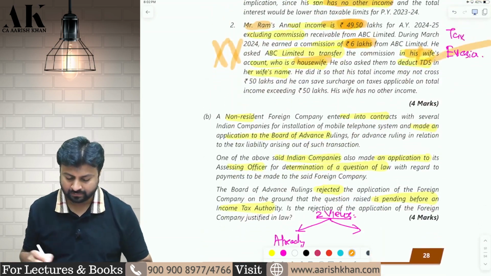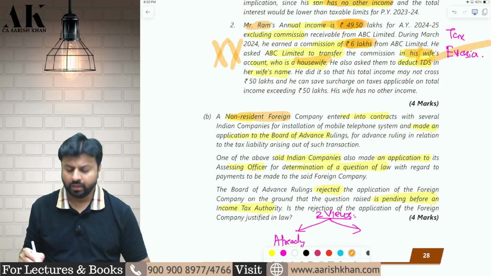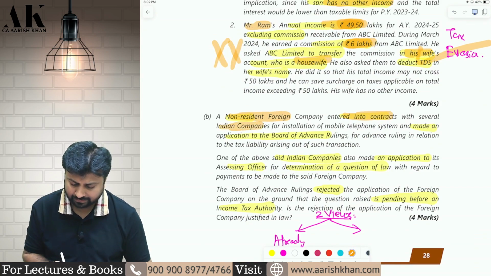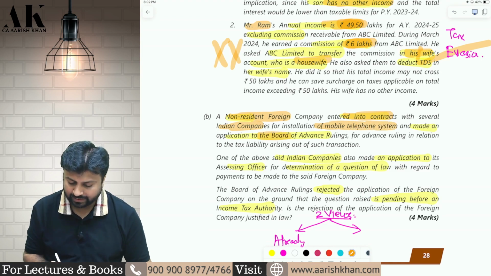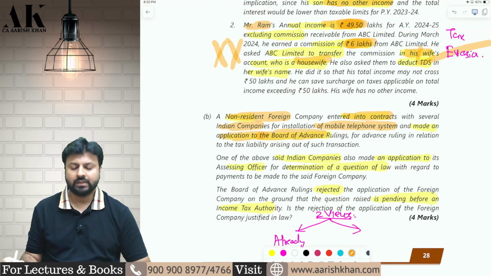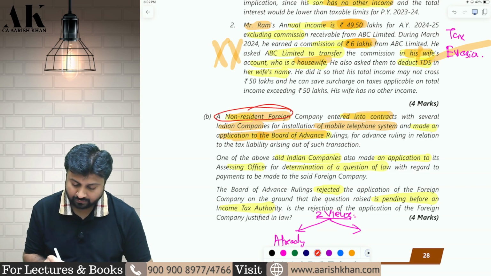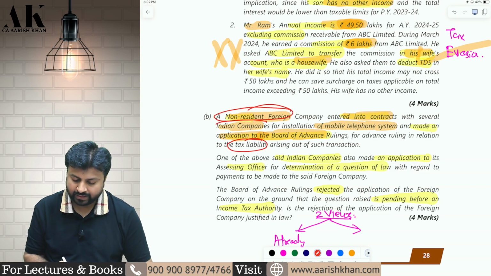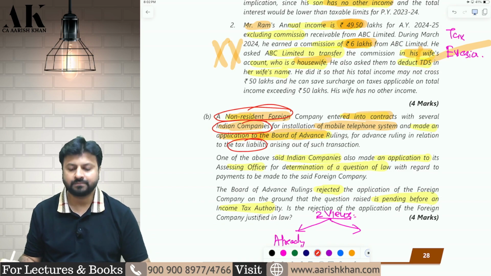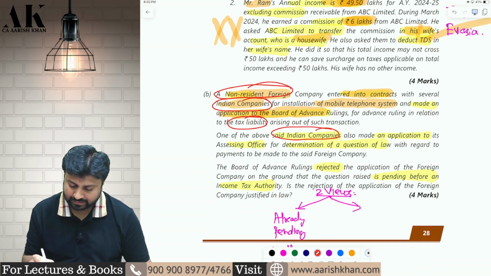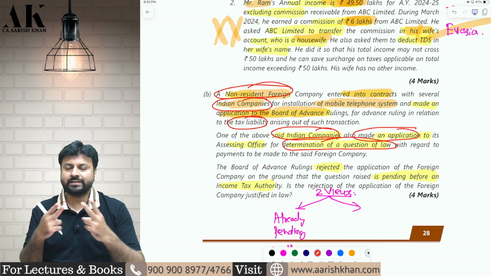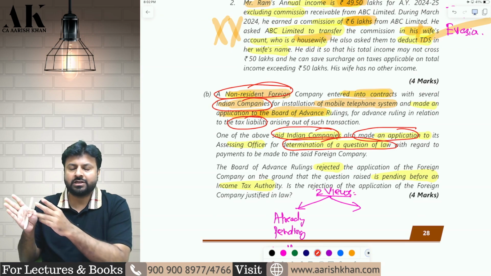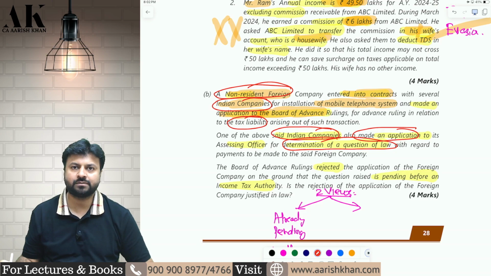And last but not least, there is a non-resident company who has entered into various contracts with Indian companies with respect to installation of mobile telephone system, and for this purpose they want to know the tax liability, and therefore they are making an application to the Board for Advance Ruling. So this non-resident has made an application for what? For knowing the tax liability with various Indian companies which he is transacting with. Similarly, some of the above companies have also made an application for what? For determination of question of law. So on the same issue, the non-resident is also making an application, and some Indian companies are also making an application.